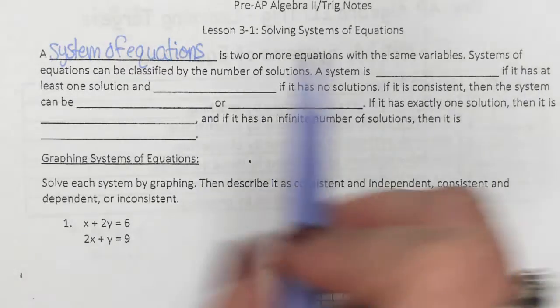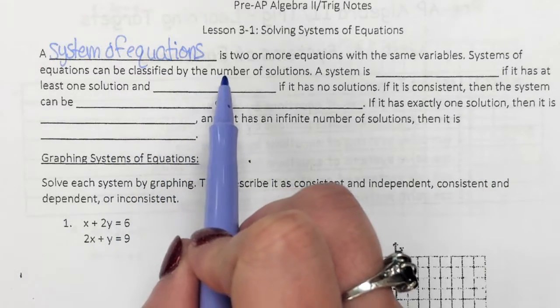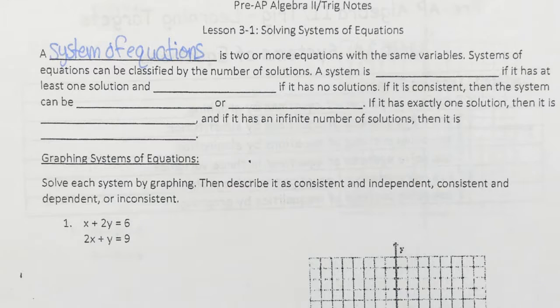All right, so systems of equations can be classified by the number of solutions, okay? So this is where we need to make sure that we highlight this part. Y'all ready? All right, so Jackson, read that first sentence. A system of equations. No, the one that we're on, dear.